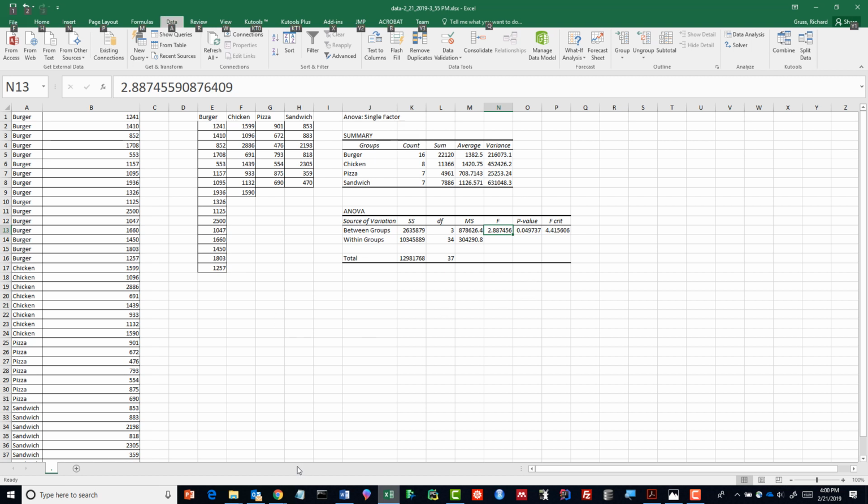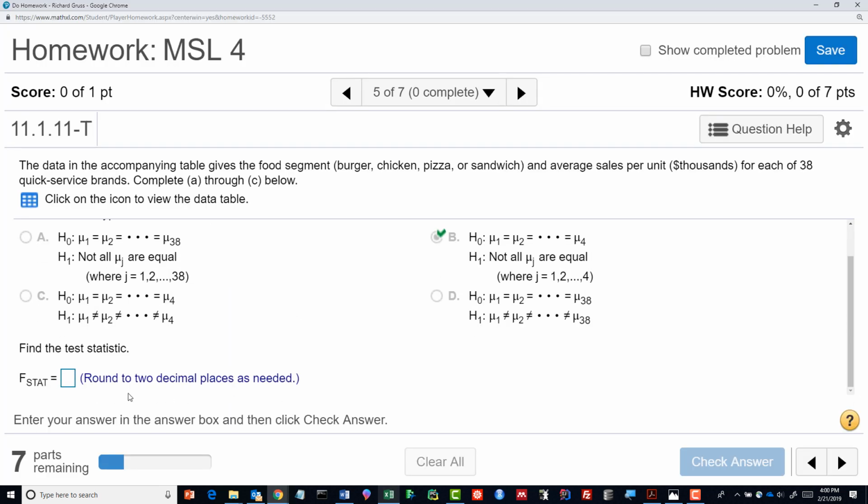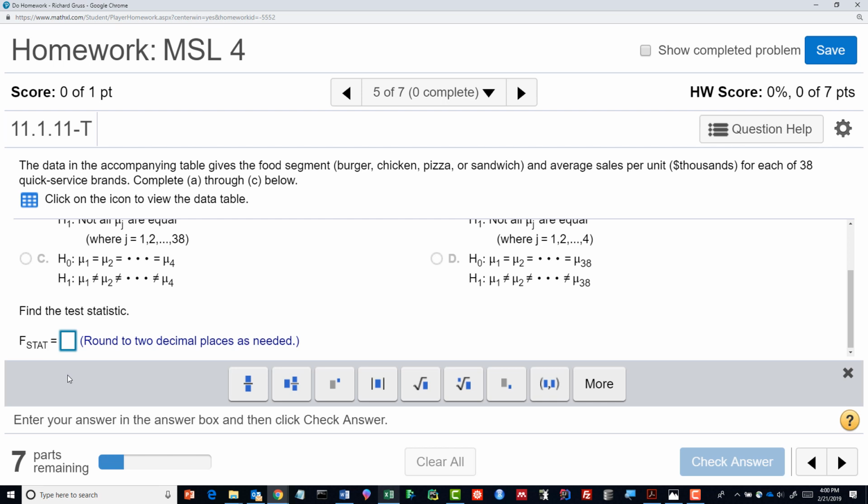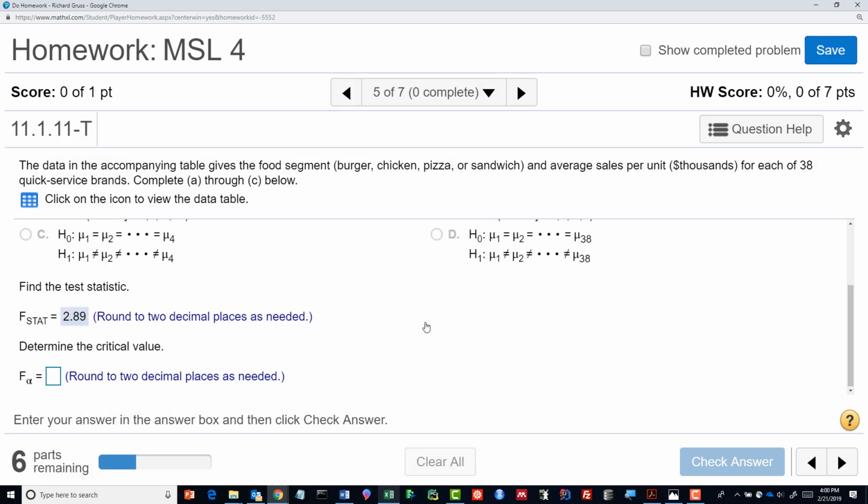Okay, so if I come back here to the MyStatLab, it says round to 2 decimal places, so it's going to be 2.89. All right, so determine the critical value.